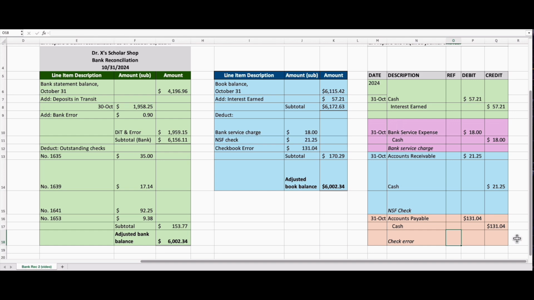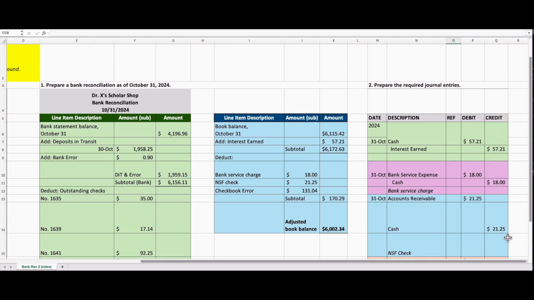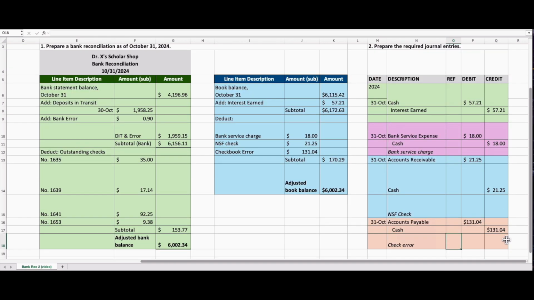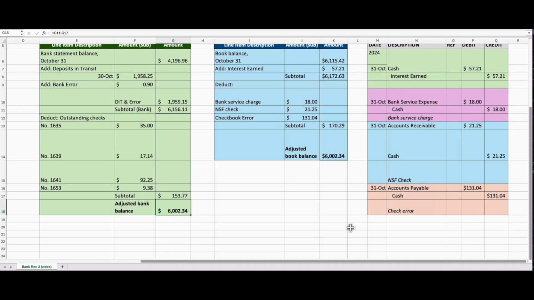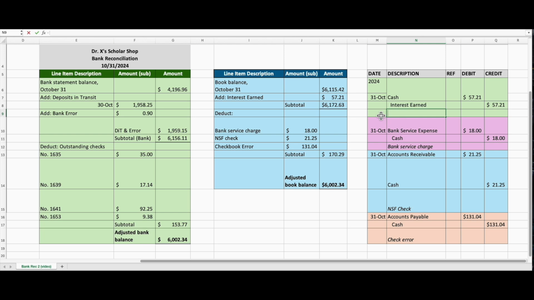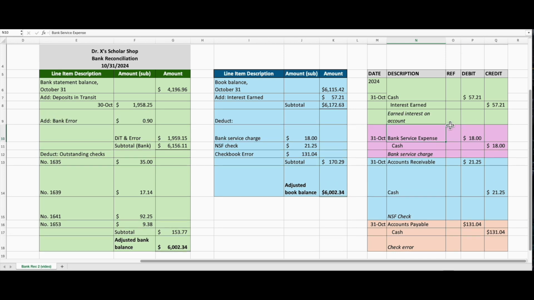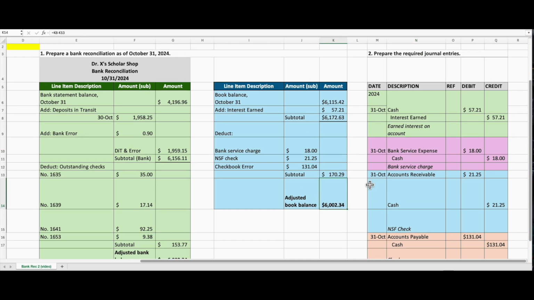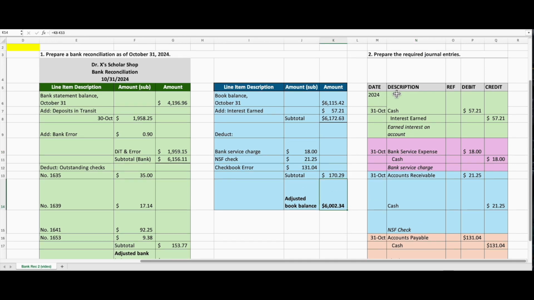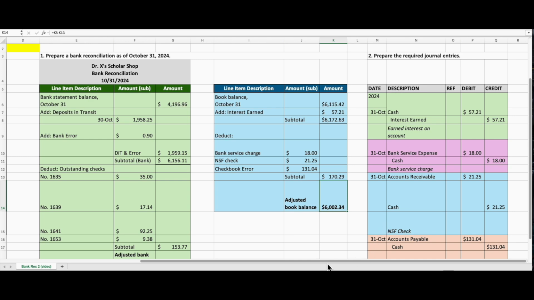Now we go back and double check all of our entries just to make sure we've entered the right amounts. We check again to make sure the book balance and the bank balance match. Look, I forgot to enter a description for the interest earned. Let's just say we earned interest on account. Okay, there. Now it's all done. See, that's why you go back and double check. That's also how you know a human being is shooting this video and not AI.